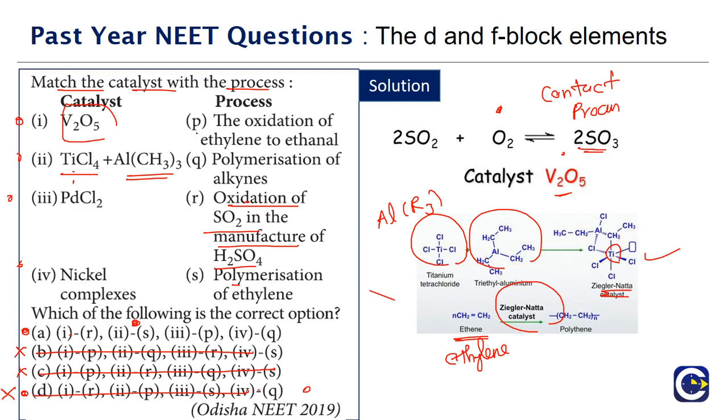But still, we will carry on with the problem, because it might so happen that in some other question, we may not be able to recall. It is not possible for everybody to recall everything. So if you are able to recall all the catalysts and their respective processes, means nothing like it. Look at this. The third is what?